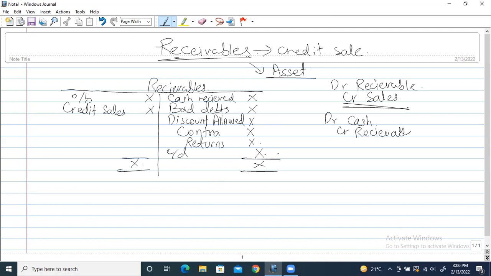So credit, we do receivables. This is the reason why cash received is written on the credit side. Bad debts double entry, I will explain when we move to the next topic in this chapter.